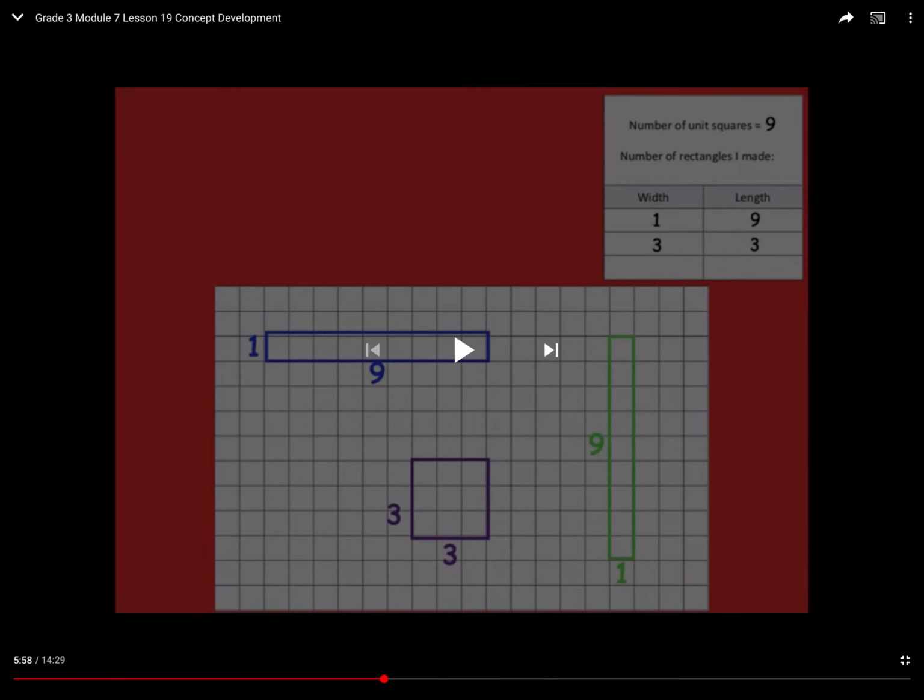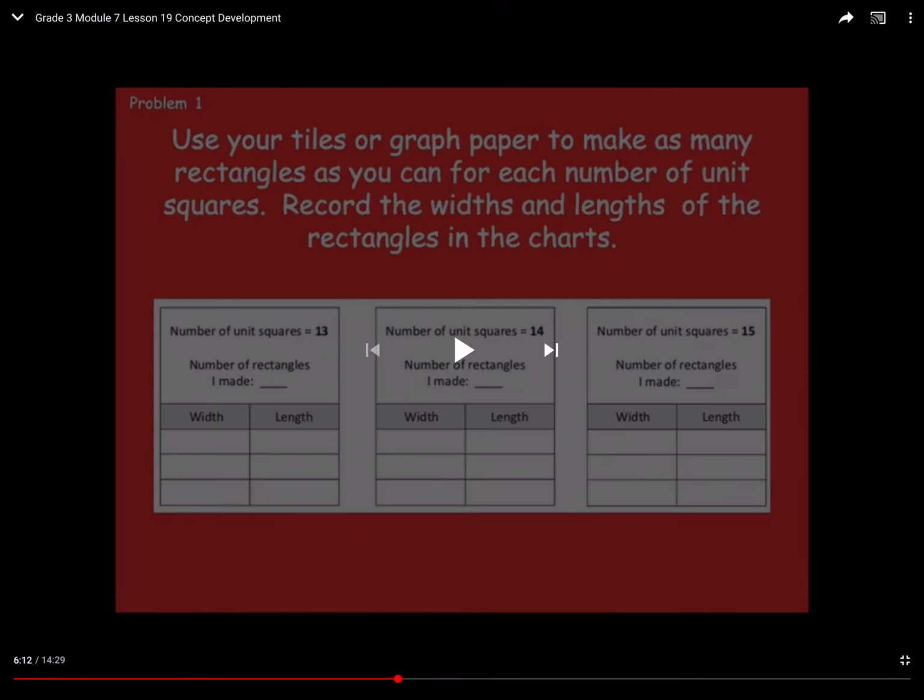And now we're going to go ahead and continue on with this lesson, to make our new charts for today. Now what she's going to have you do is use your own tiles or graph paper, which you don't have, so you're going to use your Number Pieces app again, to make as many rectangles as you can for each number of unit squares. You're going to record the widths and the lengths of the rectangles in the charts. I want you to draw these charts on your paper right now. So pause this video, draw the charts, and then you can push play again.